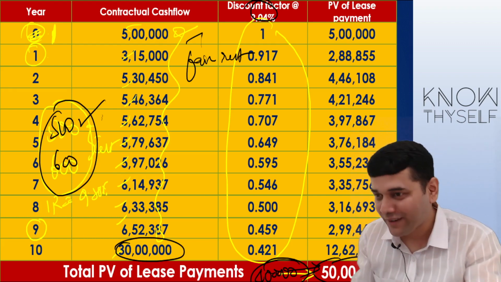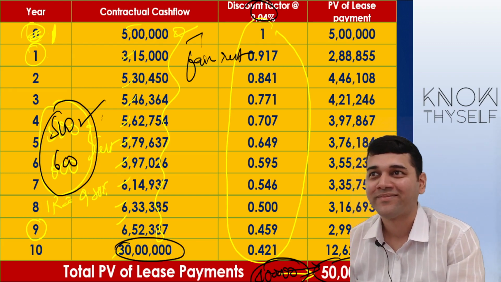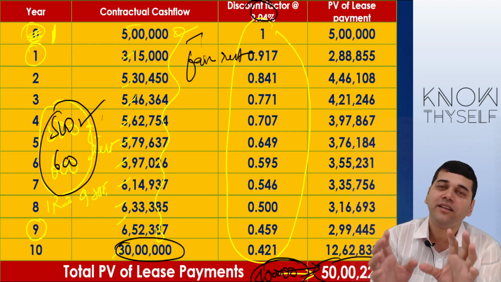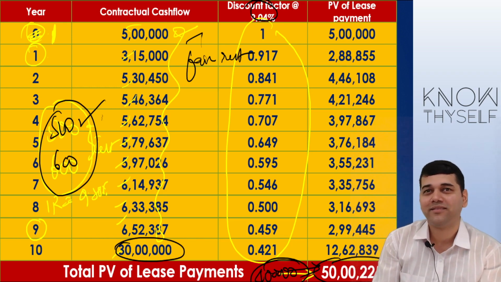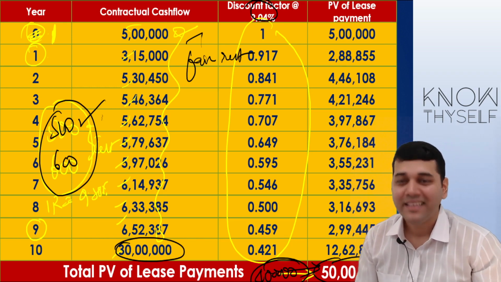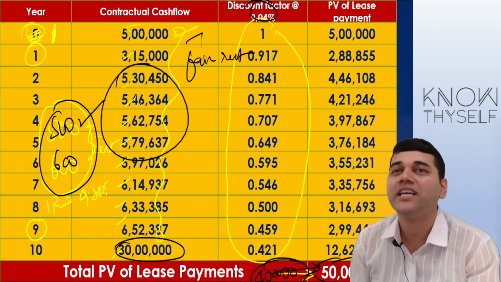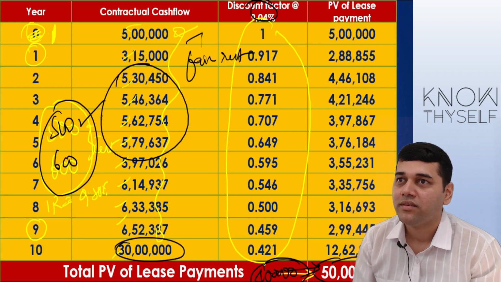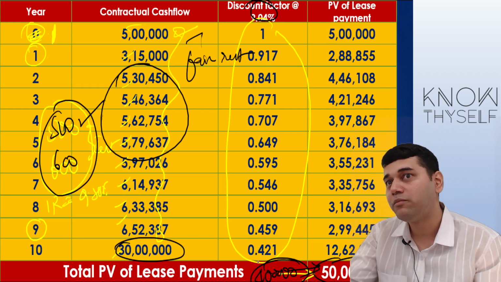He will say, no, wait, let me calculate again. No, pay me at the end of 10th year. So I will say, what is the problem? But yes, 10 lakhs I have made a profit there. That means this rent is not a fair rent if it is coming to 40. This concept is important when we come to sale and lease back.